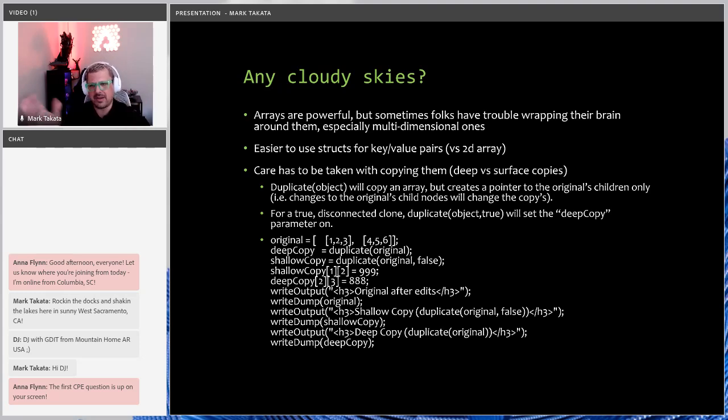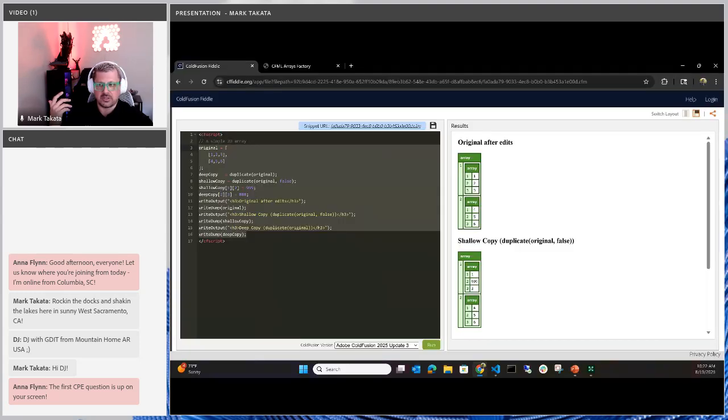So what could happen, and I'll show you this in a second. I actually have some code to show you in the CF Fiddle. But for here, we have an original, and then we deep copy the first one, and we shallow copy the second. So we set deep copy to false. And then we do a change to the shallow copy and a change to the deep copy, and we write output the stuff here. Now, let me show you real quick what that actually looks like.